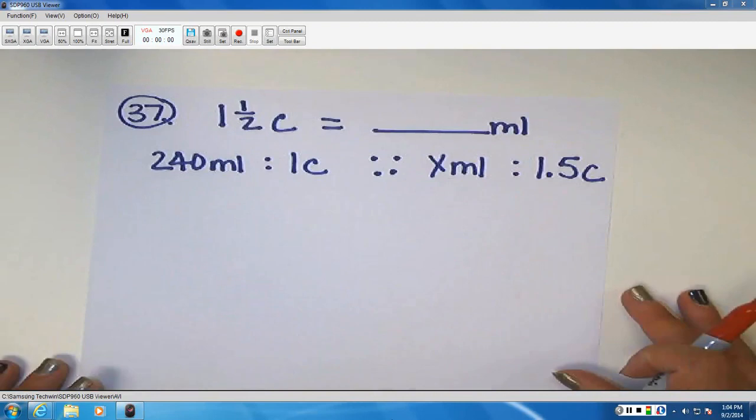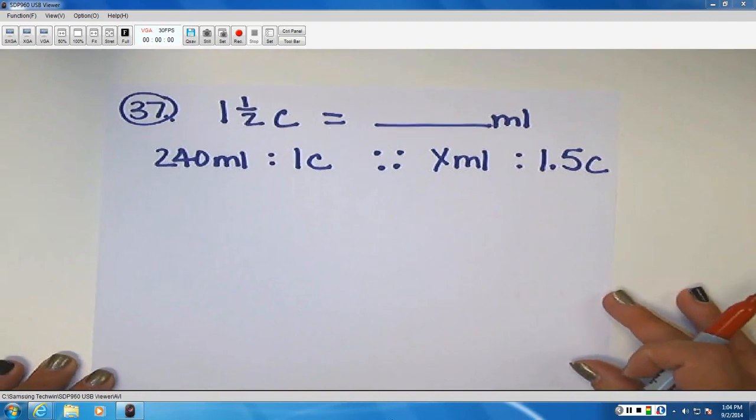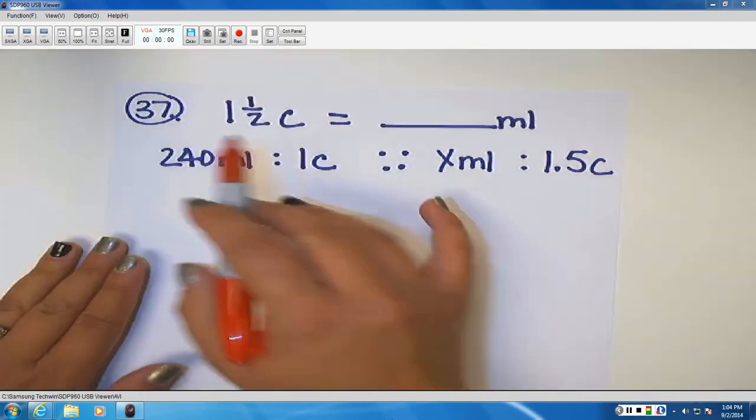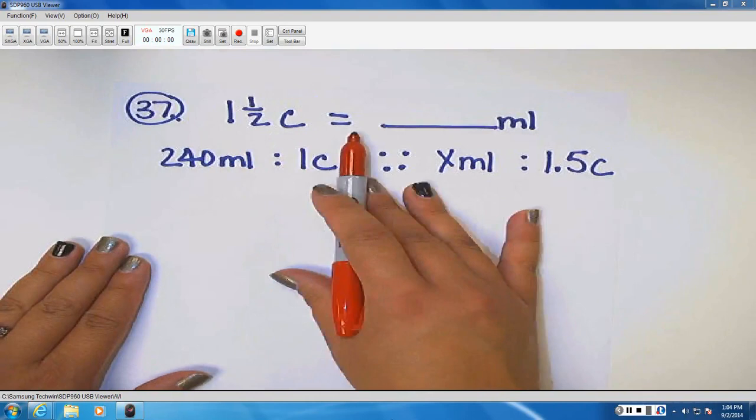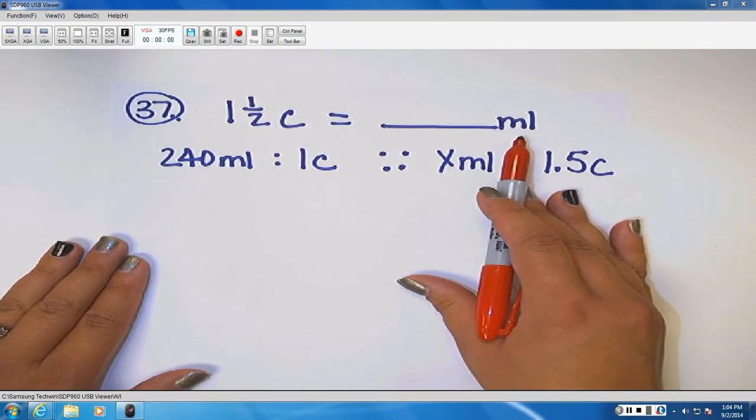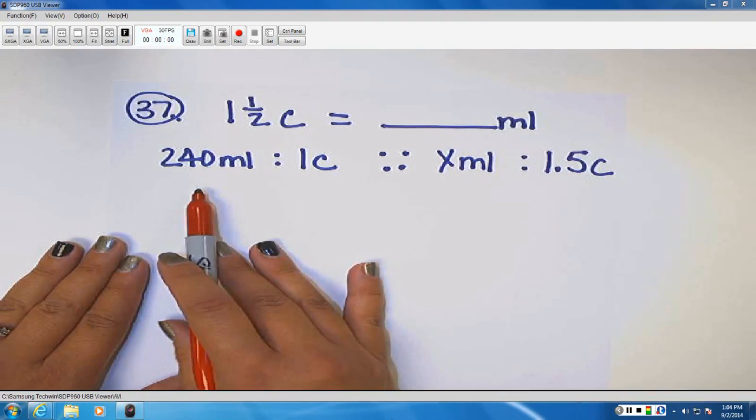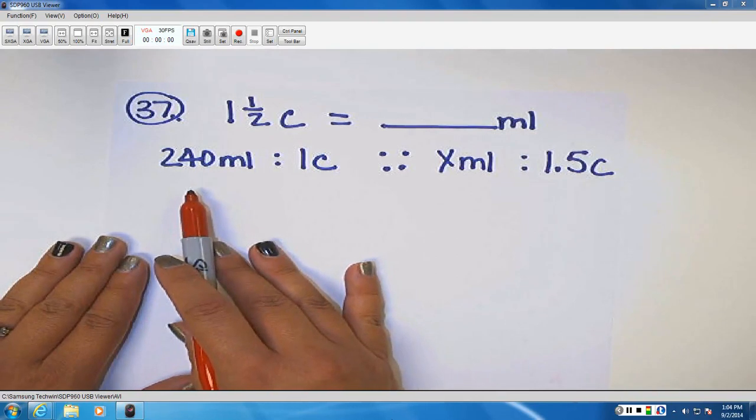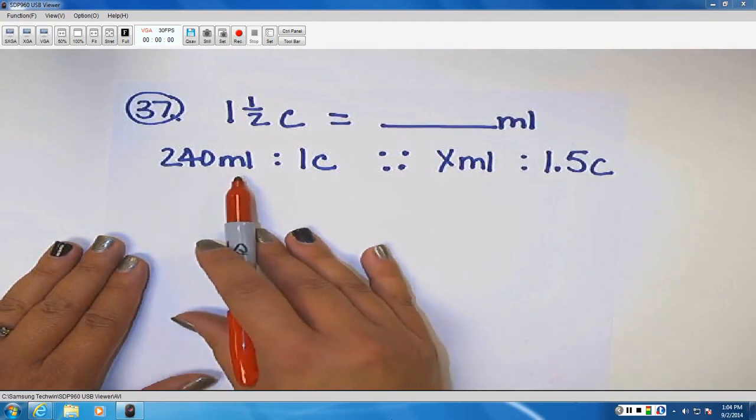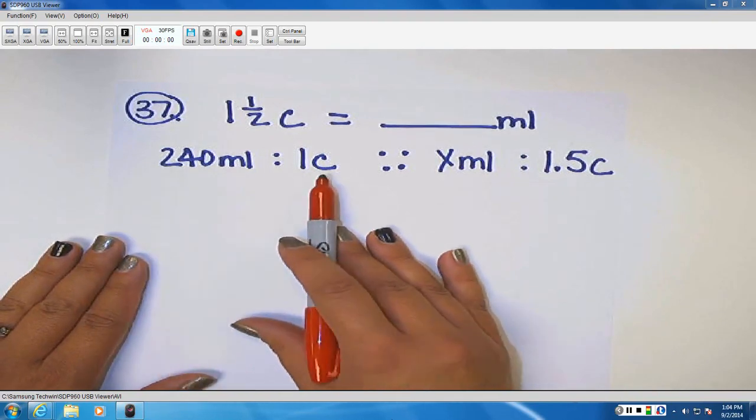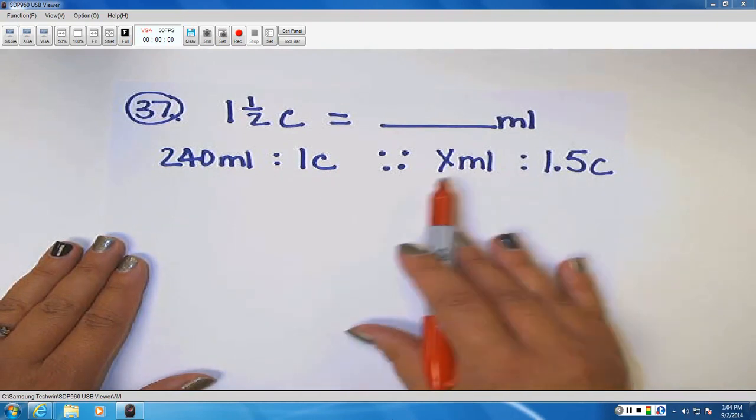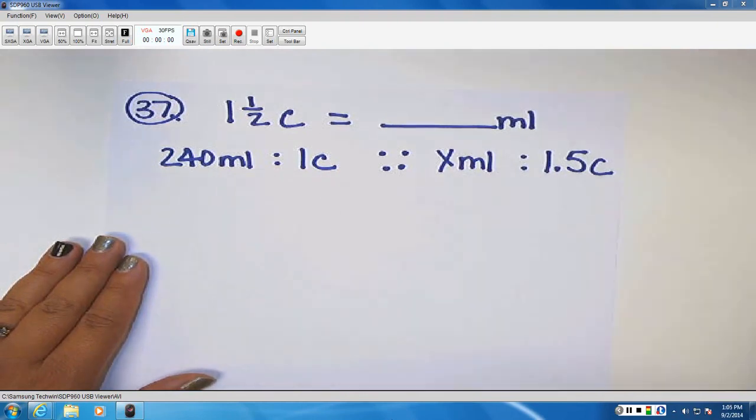And let's just do one more from this chapter. We'll do number 37. Here we have 1.5 cups equals how many mLs? So we want to know how many mLs is in 1.5 cups. I set up the left side of my equation with what I knew. I know that 240 mLs is 1 cup. What I don't know is how many mLs is in 1.5 cups.